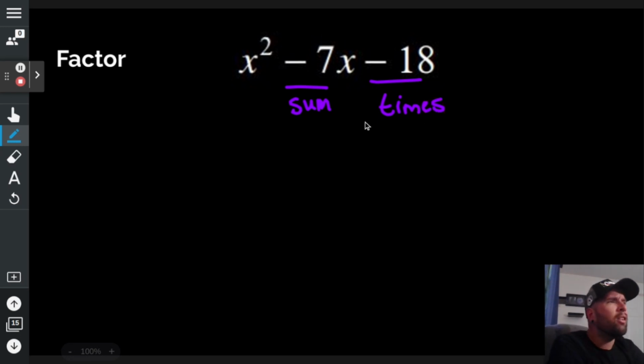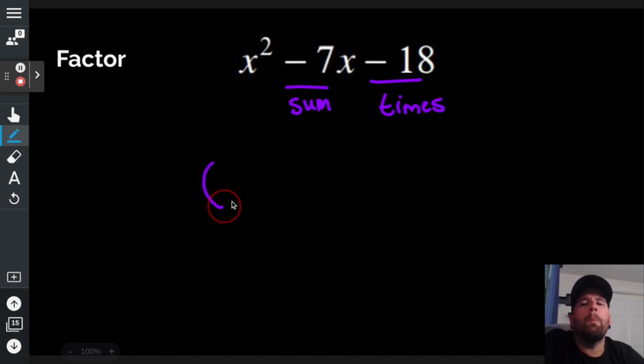Now, if that sounded like it was poor grammar, it is poor grammar. But the way that I remember how to do this is sometimes find two numbers whose sum, add, is -7 and whose times, multiply, product, is -18. Once you do that, you put them in these parentheses right here. There's nothing in front of x, so that's going to be an x here and an x here. Now, this is where it gets a little weird. First thing to do is find out what two numbers multiply out to -18.